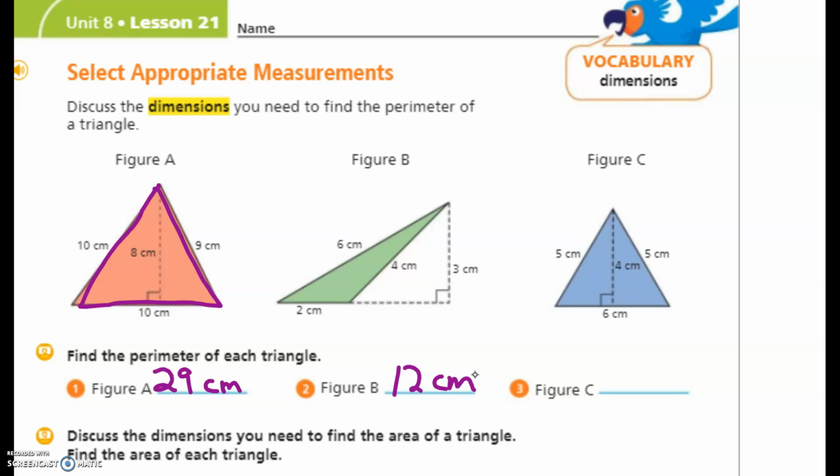All right, I'm going to give you a moment. Do figure C. Perhaps that 4 threw you off, but that 4 is not around the outside, so you wouldn't use it. So you've got 5 plus 5 plus 6. Your answer would be 16 centimeters.